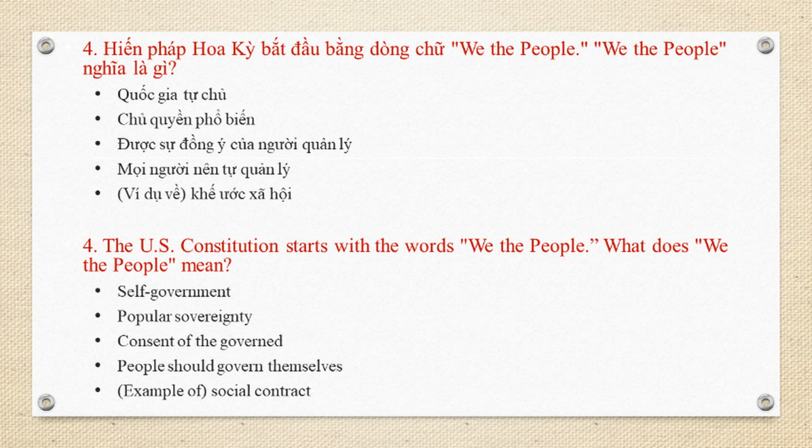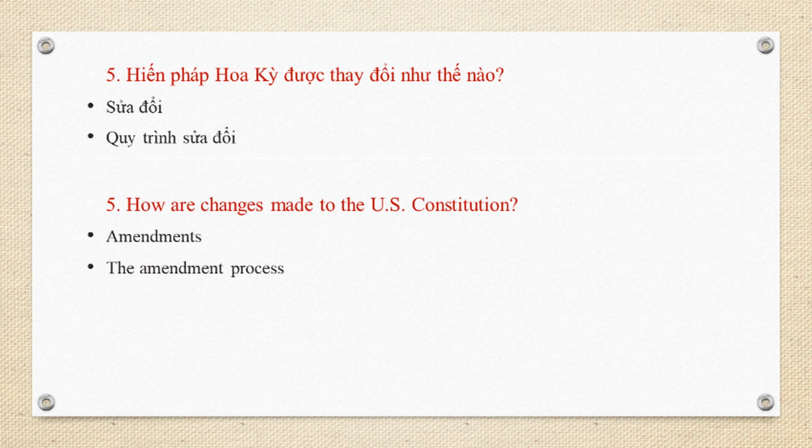4. The U.S. Constitution starts with the words, "We the people." What does "we the people" mean? Self-government. Popular sovereignty. Consent of the governed. People should govern themselves. Example of social contract. 5. How is a change made to the U.S. Constitution? Amendments. The amendment process.